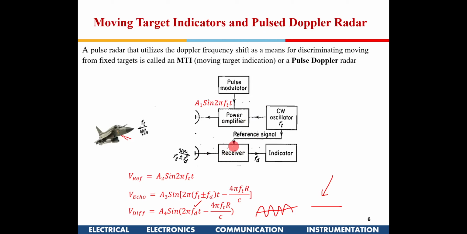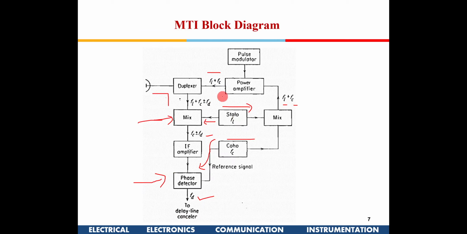Otherwise here you have to compromise. Either the image frequency response will be poor if you have higher selectivity, or if you are targeting better image frequency rejection, then the selectivity will get hampered. So that's why we use a superheterodyne receiver.